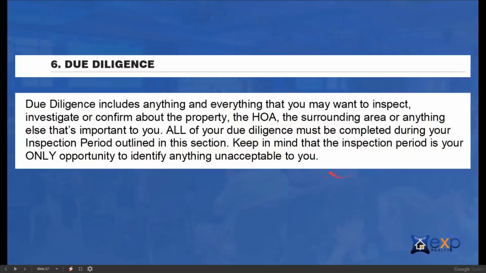When I get to that section, I usually explain to my buyer what that section's all about by using these words. Due diligence includes anything and everything that you may want to inspect, investigate, or confirm about the property, the HOA, the surrounding area, or anything else that's important to you. And emphasize that all of your due diligence must be completed during your inspection period outlined in the section. Keep in mind that the inspection period is your only opportunity to identify anything unacceptable to you.